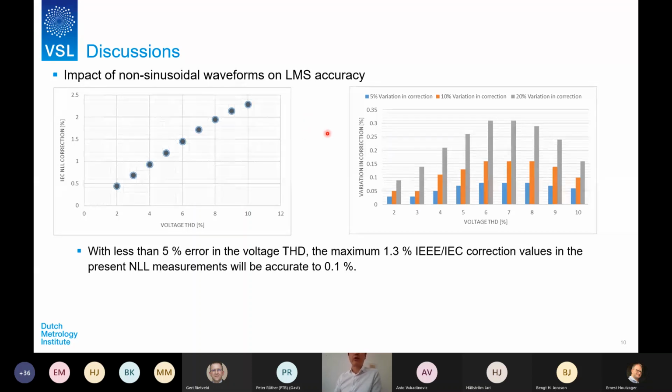Of course we have error in the measurement. Considering we have measurement error of about 5% in the voltage measurement, or 10% or 20%, how much is the impact? We found that with less than 5% error in the voltage THD, the maximum 1.3% correction value in the measurement will be accurate to 0.1%, which is good news. If it's 10%, the impact is 0.2, but it's still low.